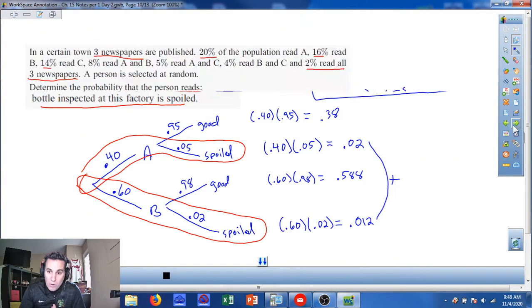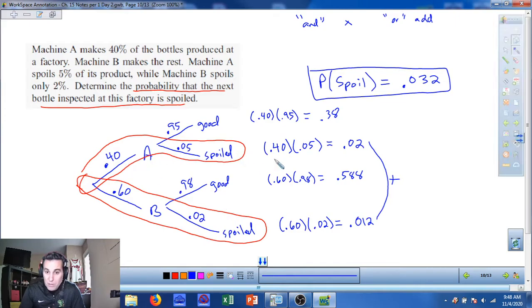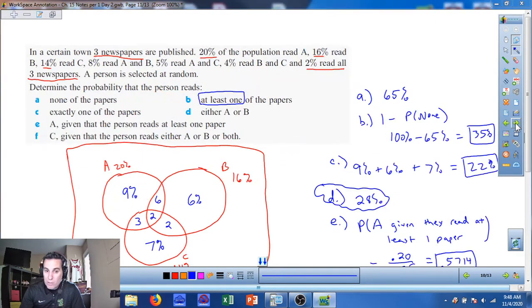Okay, the new problem. So yesterday we did the problem where we found the percentage of bottles that were spoiled, right? We had to do this branch because it could have come from machine A, or it could have come from machine B, so we did the B branch and the A branch, and then we added them together, and that gave us the probability that we get a spoiled bottle. We're going to do the same thing today, but we're going to add a special wrinkle to the question.